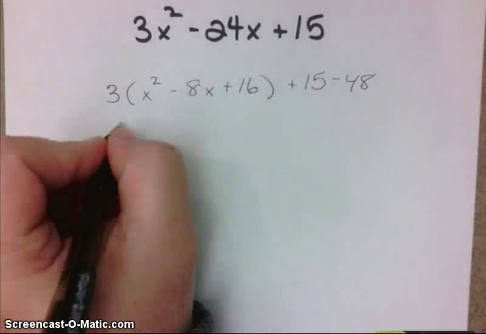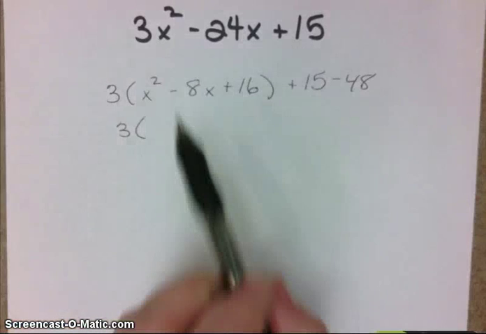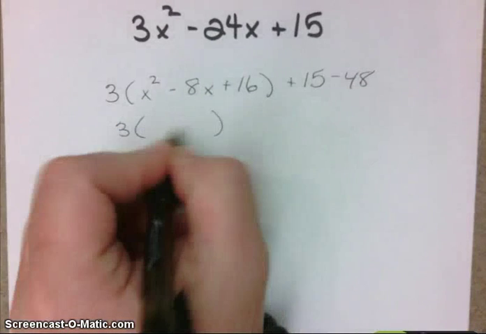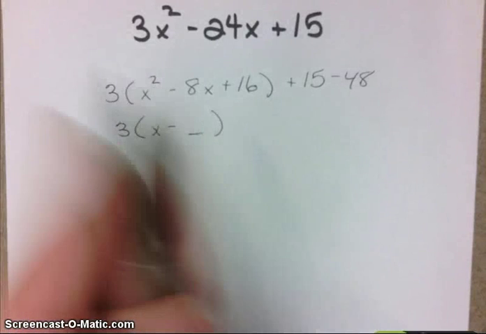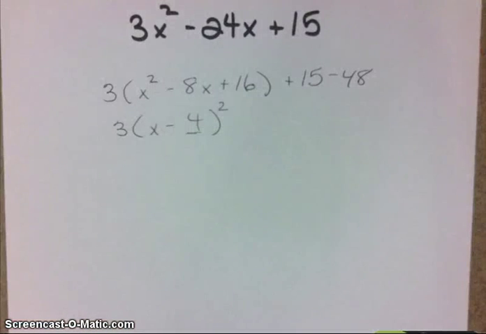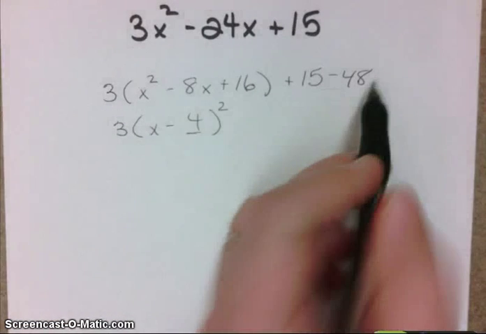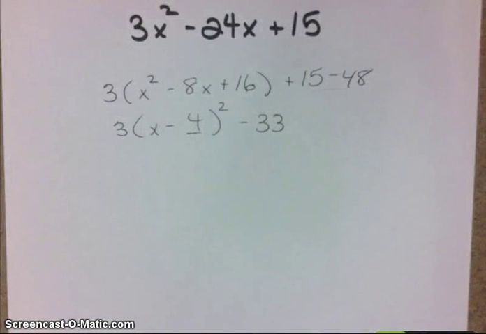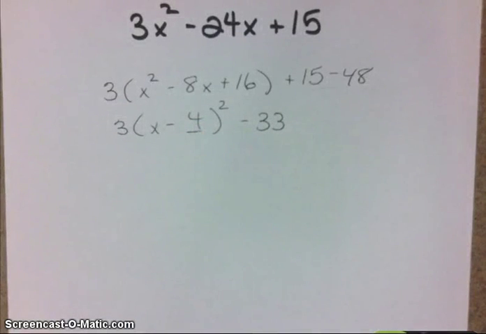Nice. Okay, so now we said previously that the number that's going to go here is b divided by 2, which is 4. So now we've factored our quadratic. Good job. And now we just need to clean this up, so this comes out to be negative 33. Nice. You can do that.